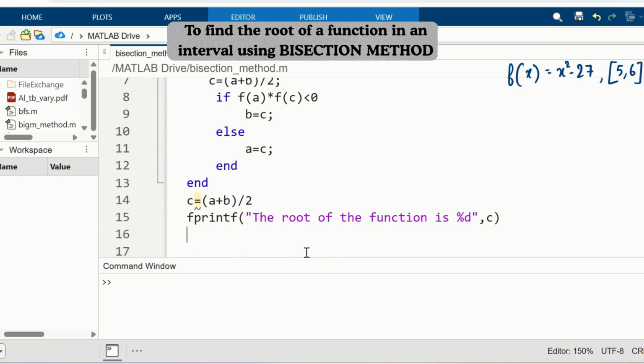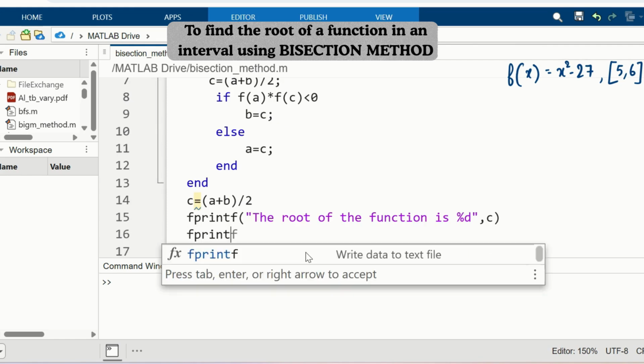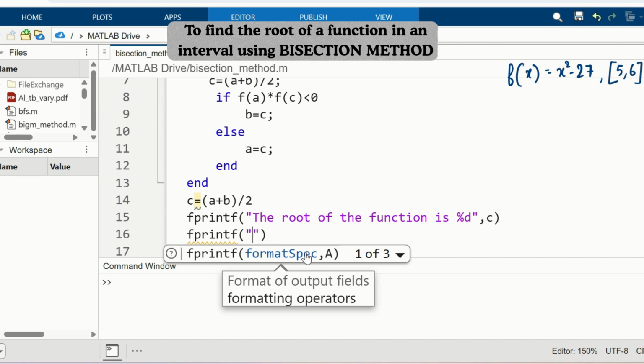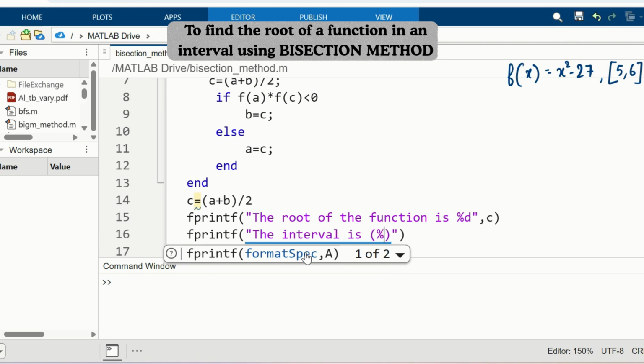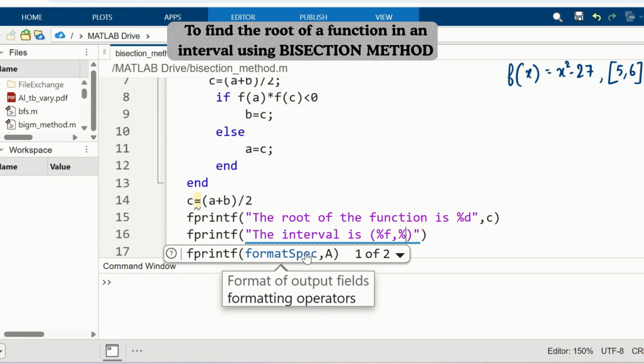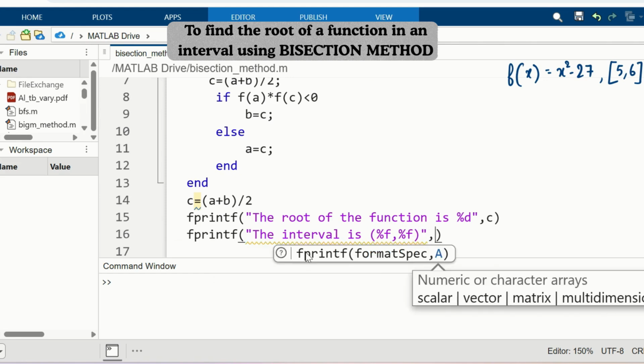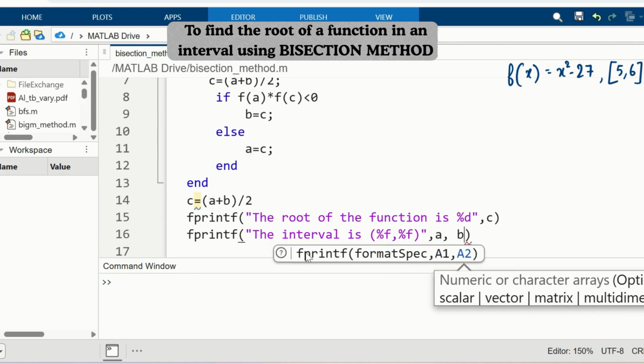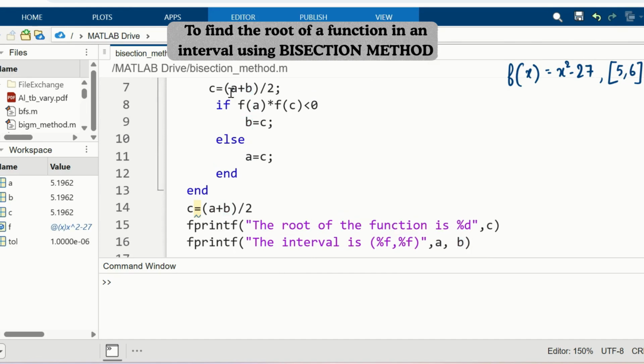If you also want to print the smallest interval where we have stopped, we'll write interval within brackets, and now we'll use percent f because our interval has become shorter and the interval will obviously have decimal values. So let us run this and see. Right, so our c value is 5.1962. So the root of the function is 5.196.